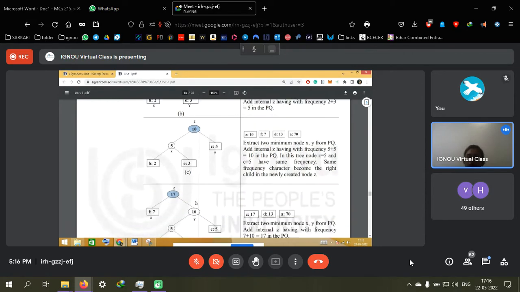Now the nodes are Z value 10, F is 7, 13 and 17. Again we have to pick the 2 minimum nodes. So here is 10, here is 7. These are the 2 minimum nodes, so we add 10 and 7. Right?